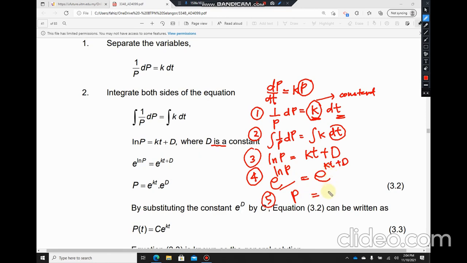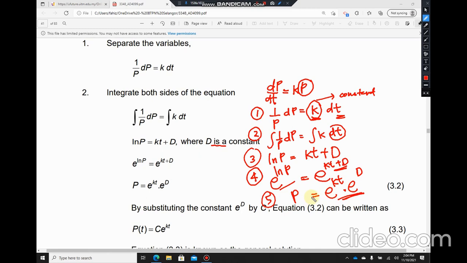And then kat sini kita akan dapat, okay, dia tak boleh jadi KT saja sebab dia tak ada ln kat depan. So e^KT dot e^D. This one also we use properties of exponential function kan. Bila dia tambah kat sini, dia akan jadi darab bila kita nak pecahkan eksponen. So equation step number 5, you will get P equals e^KT dot e^D.